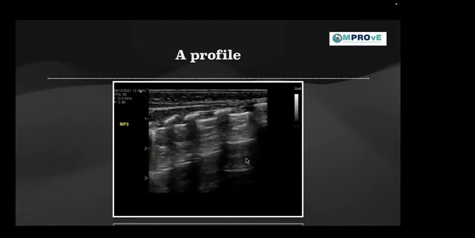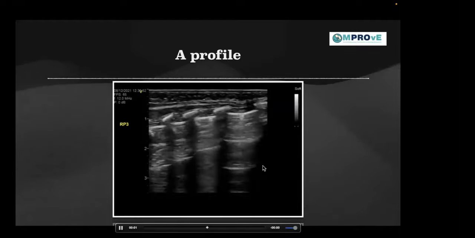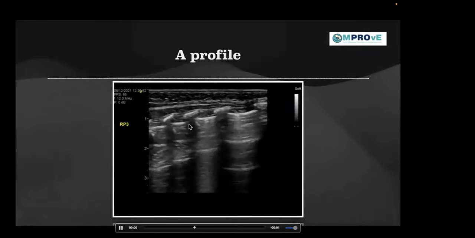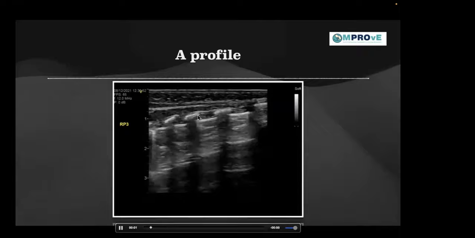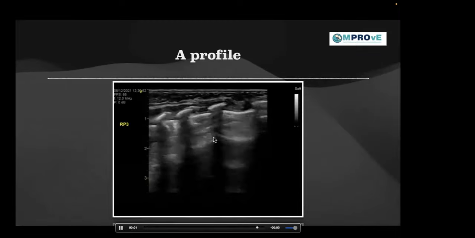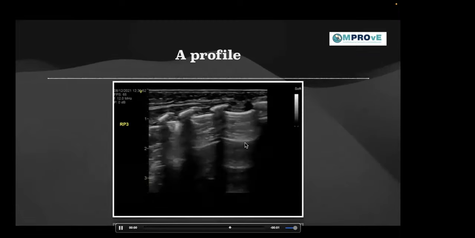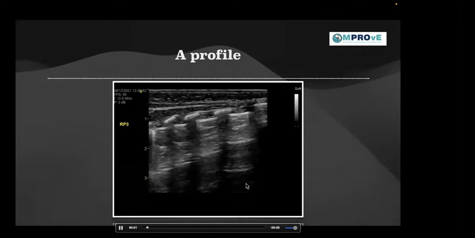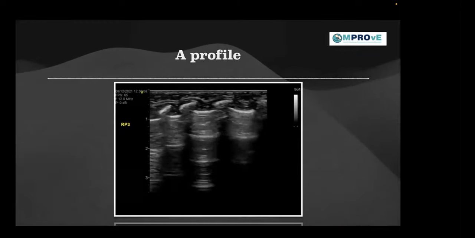Again, same thing. So here, this is A profile with a nice pleural sliding. There's a lot of pleural sliding going on. You can see B lines also coming up, reaching all the way to the bottom of the screen. So again, A profile, or bamboo spine appearance of the A lines. Right, same thing.